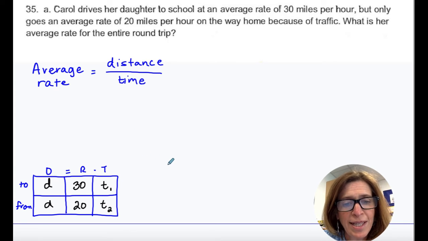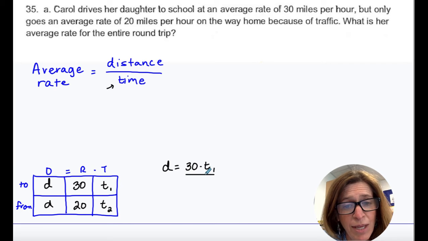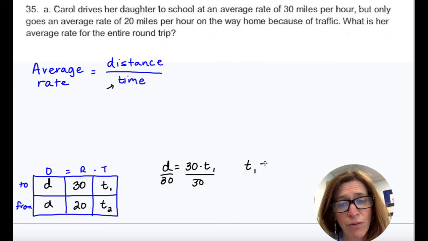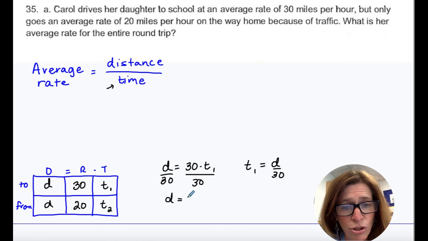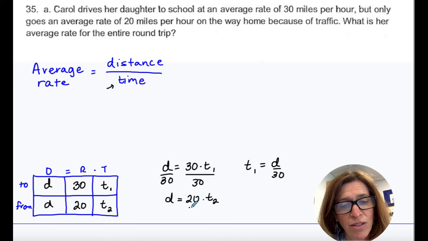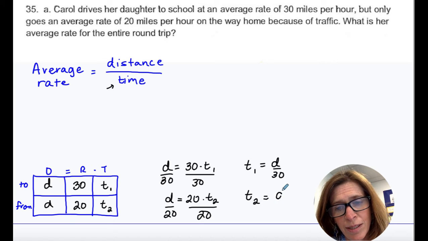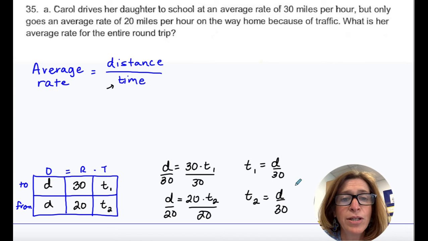All right, so that means that I have d equals 30 times T1, right? So if I need the times, I'm going to have to actually solve for t here. If I divide by 30, I know that T1 is equal to d over 30. All right, well that means that d equals 20 times T2 is also going to give me my time. So I'm going to divide that by 20, and so time 2 is going to be d over 20. Okay, so I've got my time.